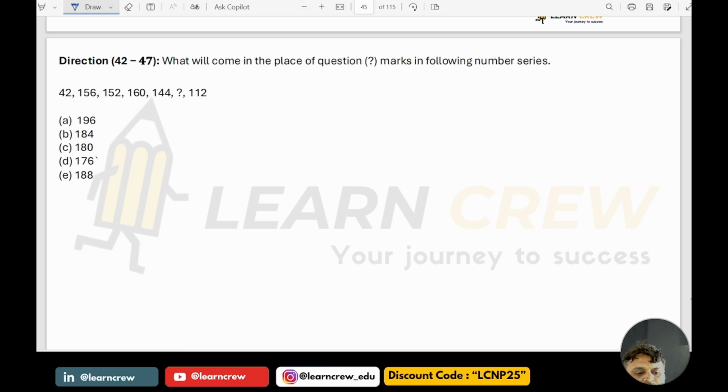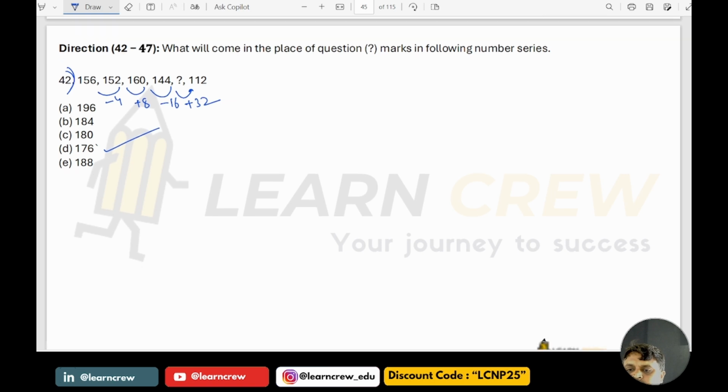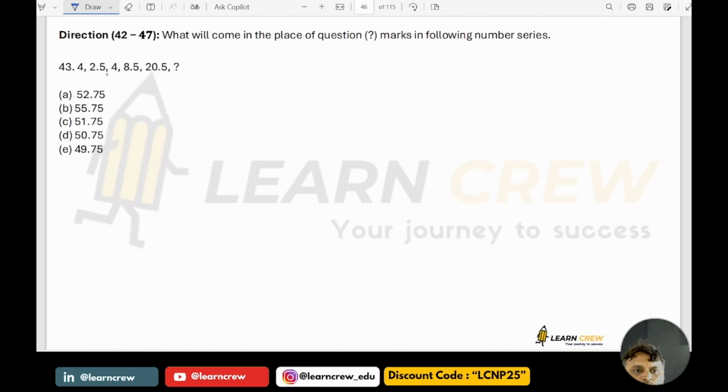Then next, 42nd question. 152 minus 4, 150. So 152 minus 8, 152 plus 8 now. 152 plus 8 minus 16 plus 32. So the answer is 176. Next, 43. What is happening here? 4 into 0.5, 2 plus 0.5.